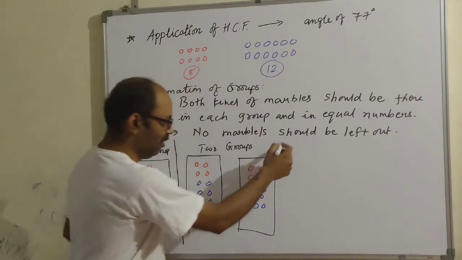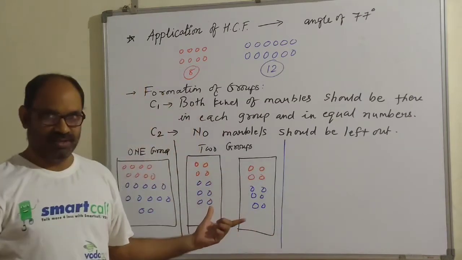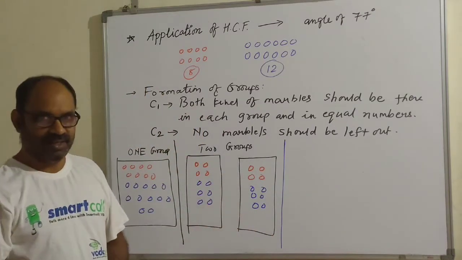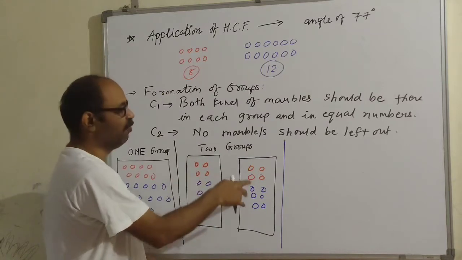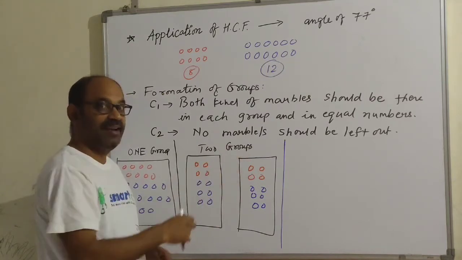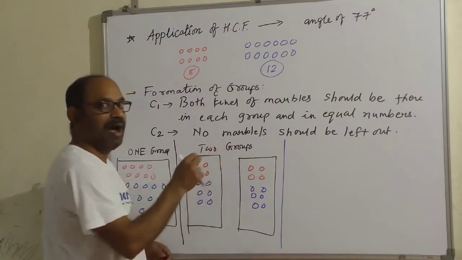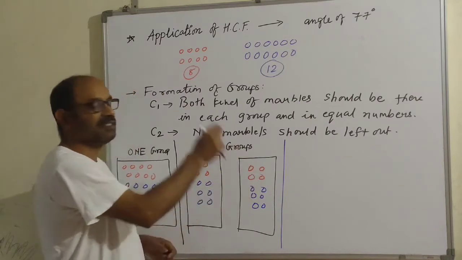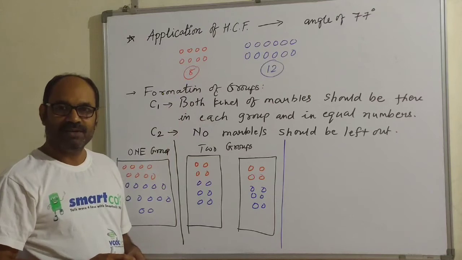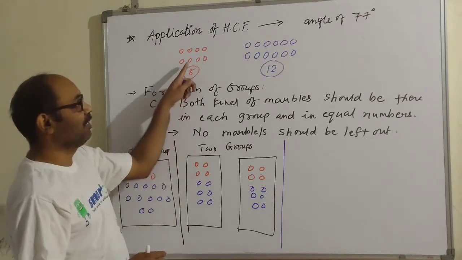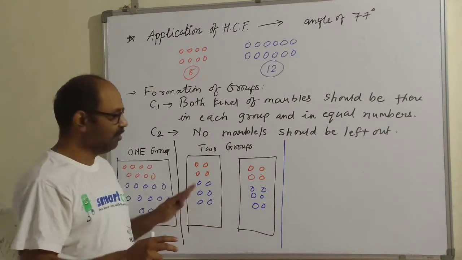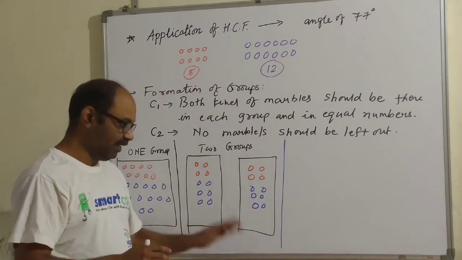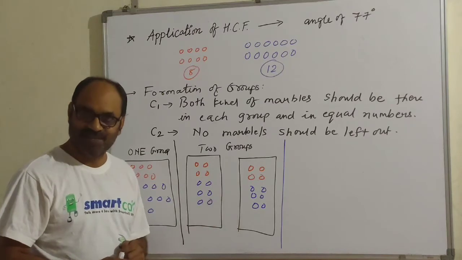So here, this group formation satisfies the condition. Here you can compare. How many marbles in all? 4 and 6, 10. So in each group there are 10 marbles: 4 marbles of red and 6 marbles of blue. So conditions are satisfied, and all these 8 marbles are utilized. Not a single marble is left after the formation of groups.